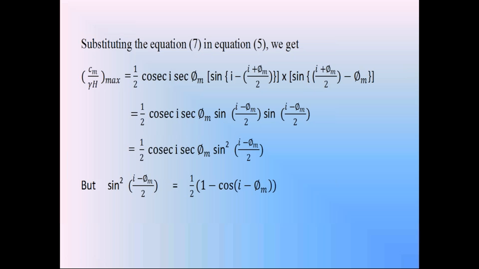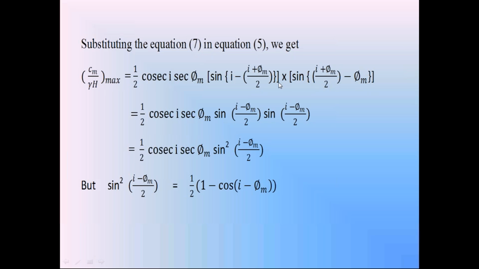The stability number is maximum at alpha is equal to I plus phi m by 2. Substitute that alpha value here. So the stability number is maximum. Stability number is Cm by gamma h. So Cm by gamma h maximum is equal to half into cosecant I into secant phi m into sin I minus alpha, where alpha is I plus phi m by 2, into sin alpha minus phi m, with alpha equal to I plus phi m by 2.